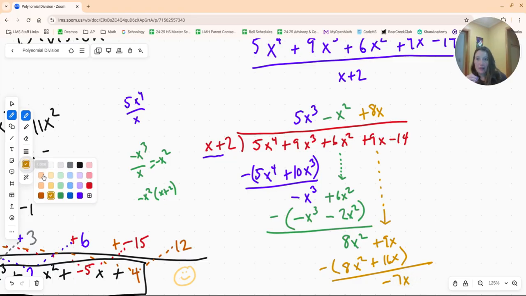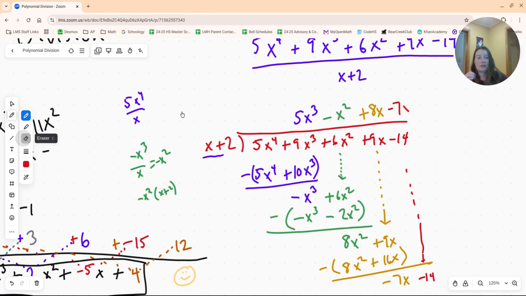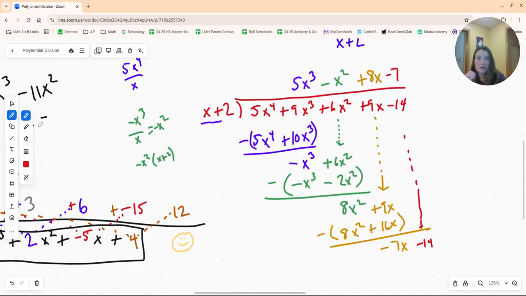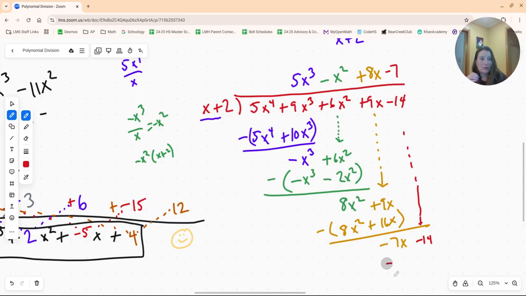Bring down my very last term, minus 14. And this will be negative 7x. I'm sorry, just negative 7. I almost said negative 7x. Negative 7 because negative 7 times x. There we go. Negative 7 times x plus 2 is negative 7x minus 14. Again, I get 0. It's very happy when we get 0 down there.